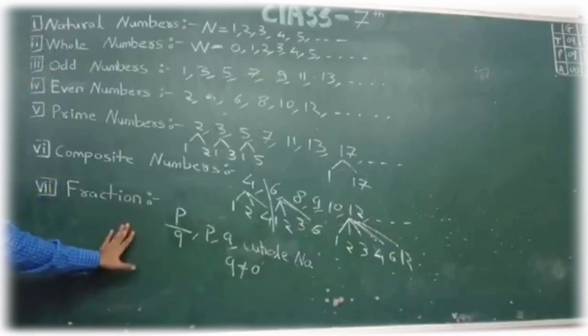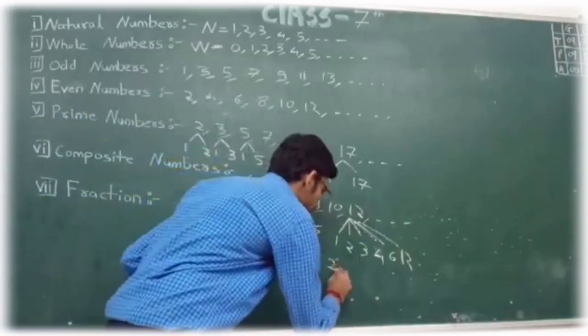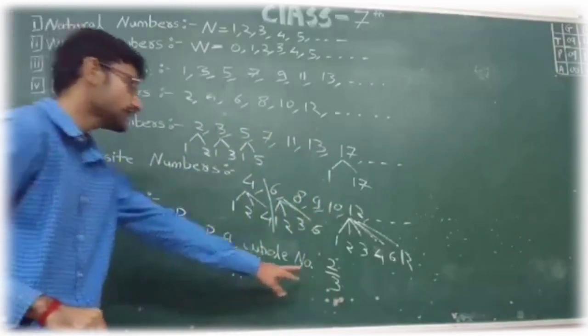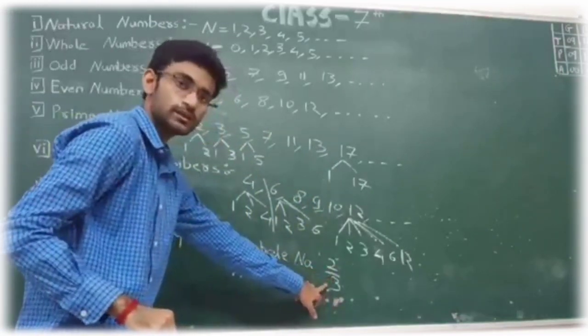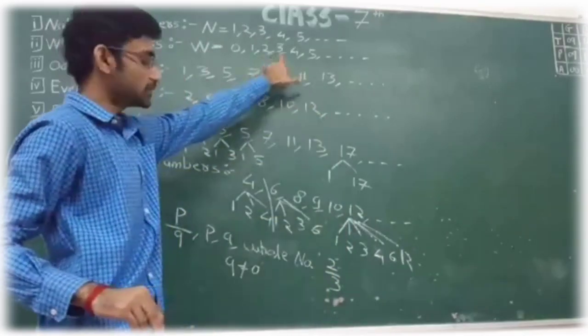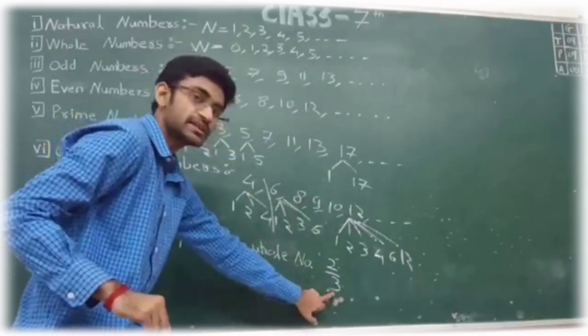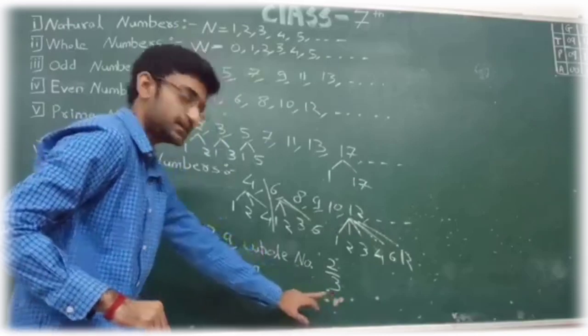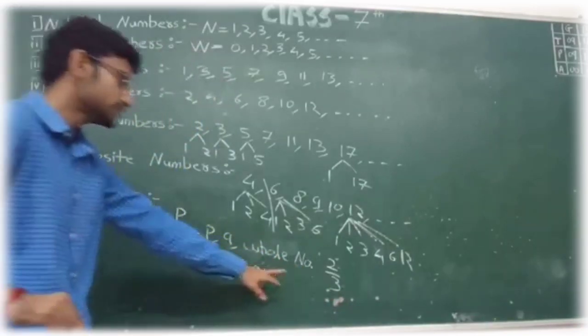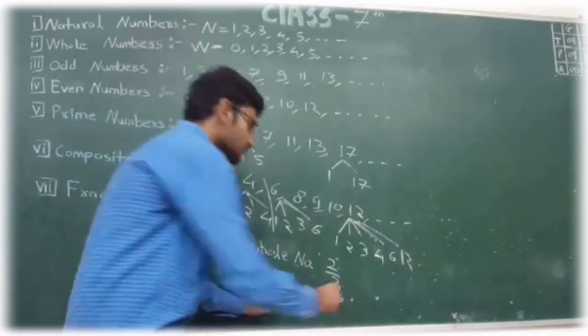For example, if I say 2 by 3, is 2 by 3 a fraction? Yes, it is a fraction. Why? Because 2 and 3 are whole numbers. 2 is a whole number, 3 is also a whole number, and the denominator 3 is not equal to 0. It satisfies the definition of fraction. That is why it is a fraction.